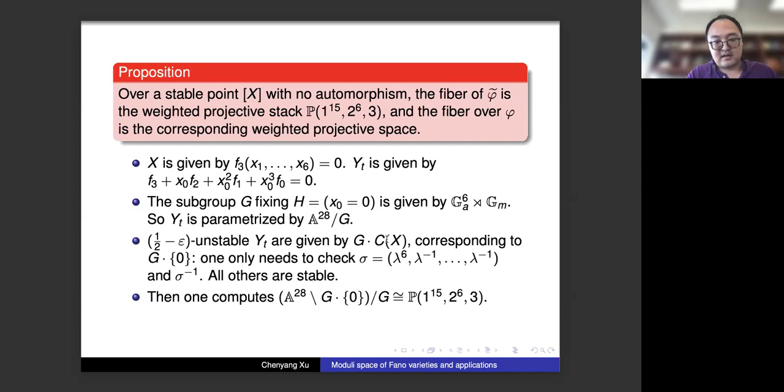Particularly, GA6 acts on A28 freely. So the quotient will be isomorphic to A22. And G acts on this A22 with some weights, like I think a weight of 1.5 on this term. Basically, depending on the degree, the weights are different. And that's how the powers 1 to 15, 2 to 6, and 3 come out.